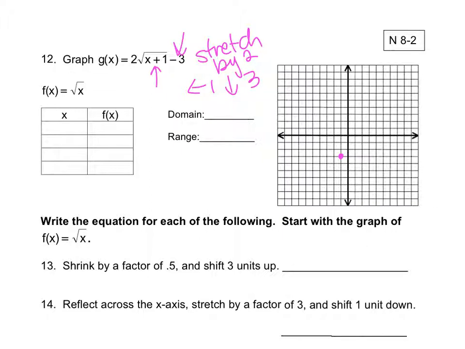Then we're using the parent function values, 0, 0, 1, 1, 4, 2, and 9, 3. Remember, we talked about if we're stretching it, we're multiplying that y value by whatever the stretch is. So instead of it being 1, 1, it's going to be 1, 2, because we're having to stretch it by 2. And then it's going to be 4, 4. And 9, 6.